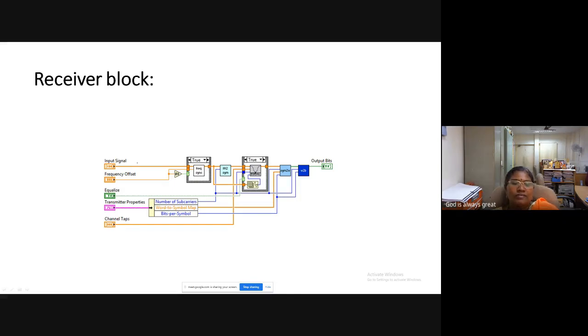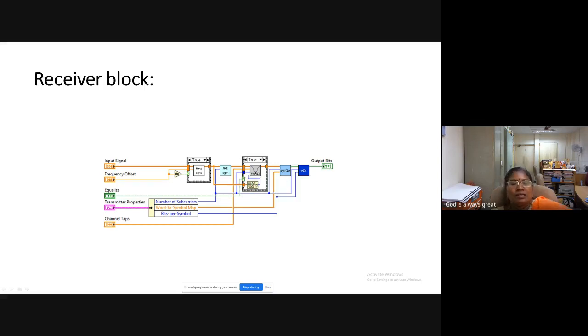If there is no frequency offset, you can directly transmit your input signal to the FFT block. If there is, you need to use an equalizer, then make your decision whether equalization is required or not. If it is required, then equalize the values. The amount of equalization you need to do is to invert the channel.